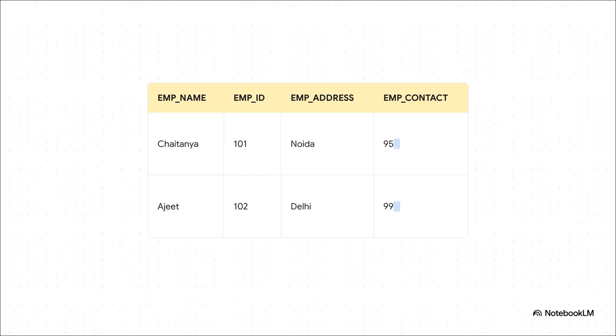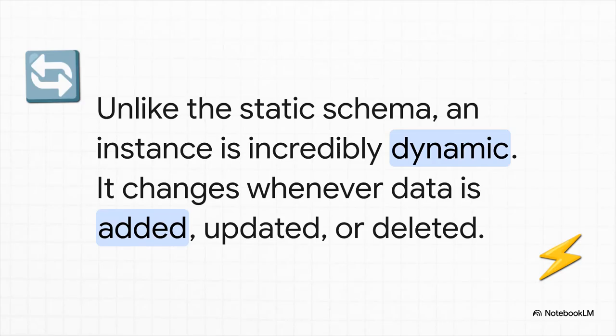Remember that empty employee table from a minute ago? The schema? Well, look at it now. Boom, it's filled with data. This is an instance. At this exact moment in time, the table holds the records for Chaitanya and Ajit. This collection of data is the database's current instance. And here's the huge difference. Unlike the schema, which is pretty static, an instance is incredibly dynamic. It's alive. It changes constantly. Every single time someone adds a new person, updates an address, or deletes a record, the instance of that database shifts.